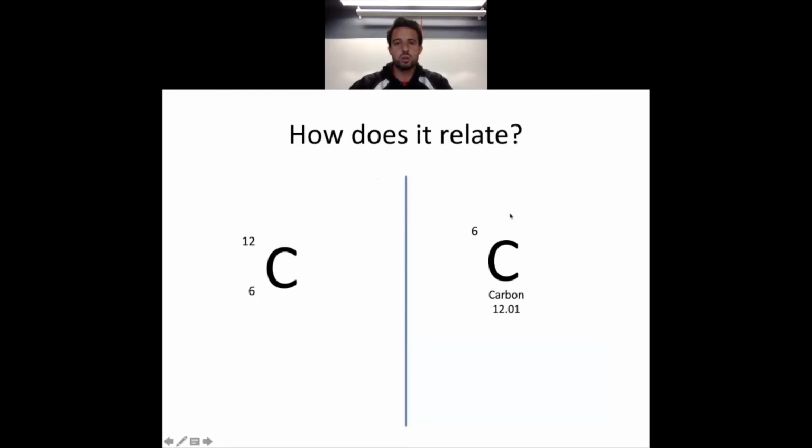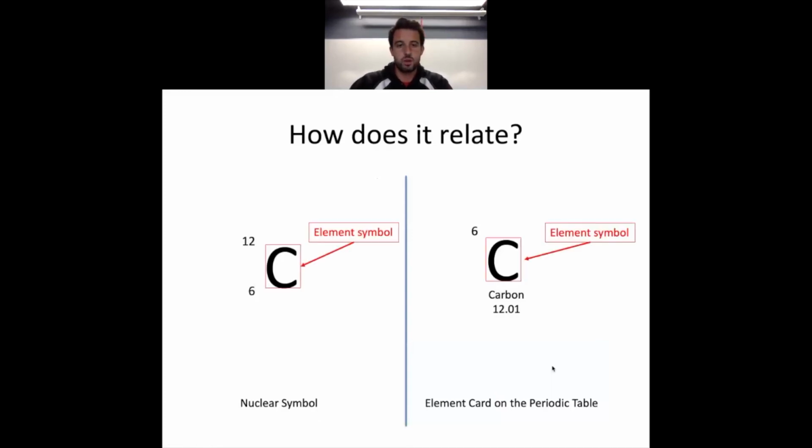Now, if you look over here, this is what your periodic table looks like. The 6 is up at the top corner. You've got a C, and then it says carbon, and it says 12. So from left to right, we've got the nuclear symbol over here, and then we have the element card on the periodic table. They look very similar, but they are different. This is where kids get mixed up a lot of the time. So I'll talk about it.